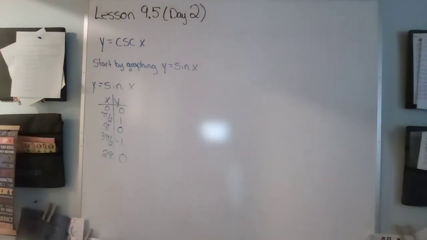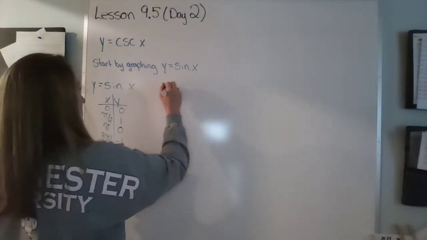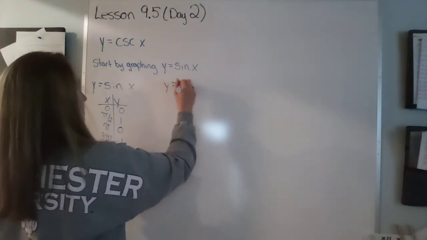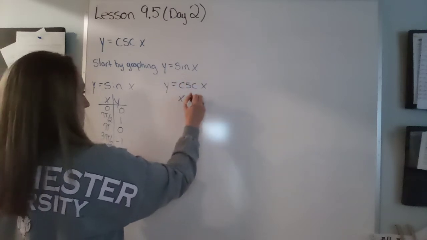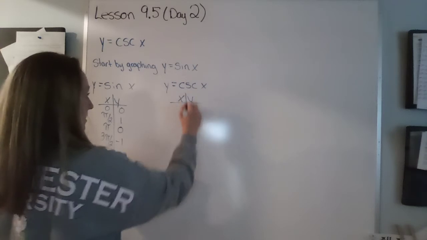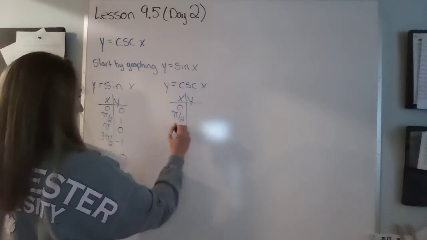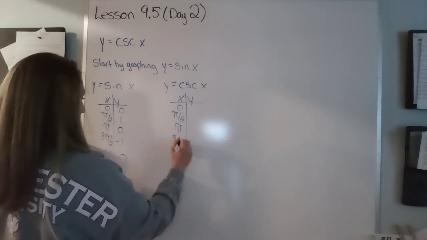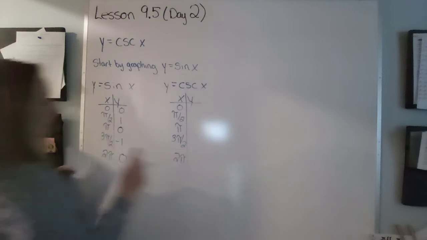All right. So then to get cosecant, since it is the reciprocal of sine, we just flip those values. So for cosecant, the x's aren't going to change. So that's going to be 0, pi over 2, pi, 3 pi over 2, and 2 pi. So like I said, it's a reciprocal.